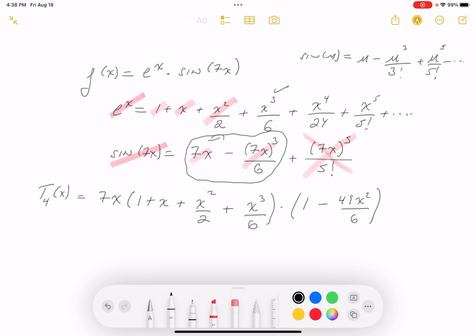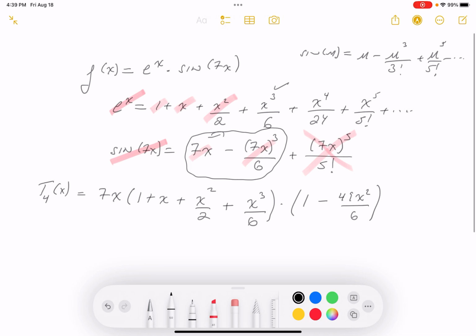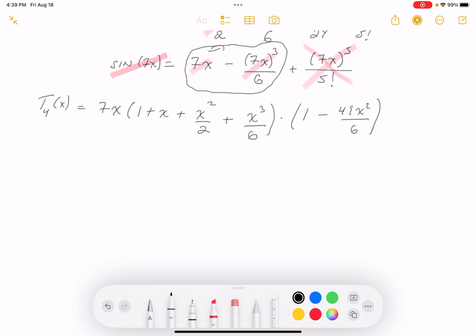Right? And this is an approximation of f of x, a 4th degree polynomial. Let's go for the multiplication. Let's hope we don't make any mistakes with it. And to do that, I'll do the 7x later, but I'm going to do 1 times these two terms over here and write that down for you: 1 minus 49x squared over 6.